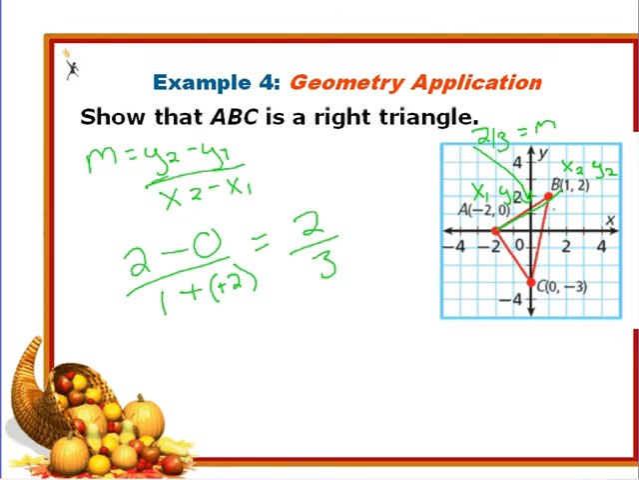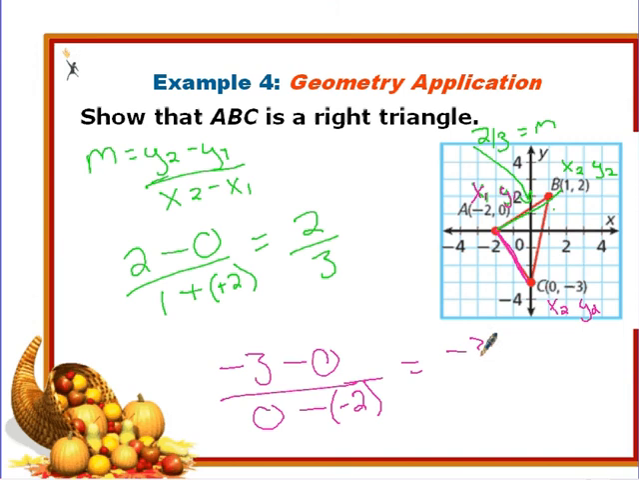Okay, let's figure out what's the slope of this line right here. Let's do it in a different color. Again, this can be x1 and y1 because we're going to go from point A to point C, so this will be x2 and that'll be y2. Okay, y2, -3 minus y1, 0, over x2, that's 0, minus x1, that's minus -2. -3 minus 0 is -3, and 0 minus -2 is the same as 0 plus 2. Okay, so that's -3 over 2.